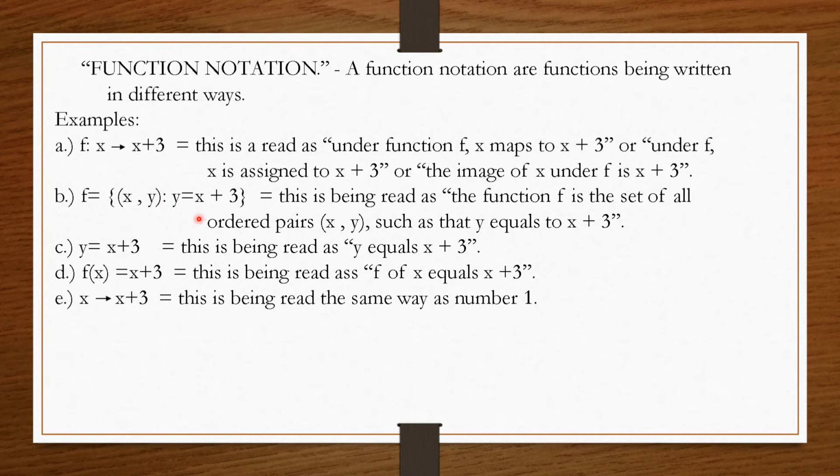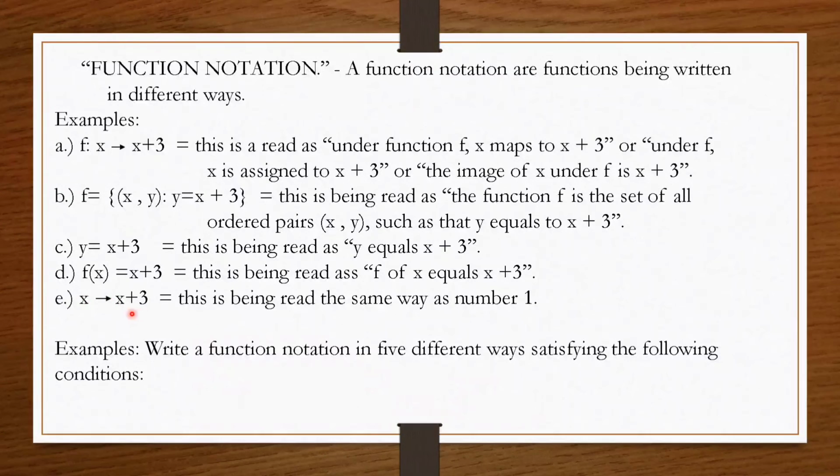In the next example, this is read as: the function f is the set of all ordered pairs x and y such that y equals x plus 3. In the next example, we have y equals x plus 3. It's like the basic one. In our next example, this is read as f of x equals x plus 3. In our last example, this is read the same as number 1, so x is assigned to x plus 3.